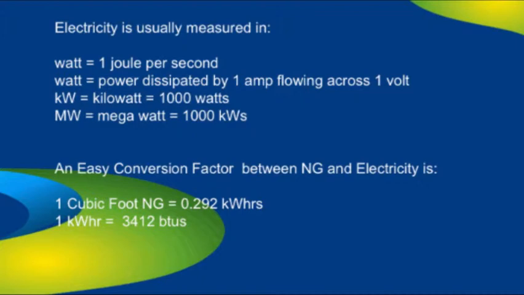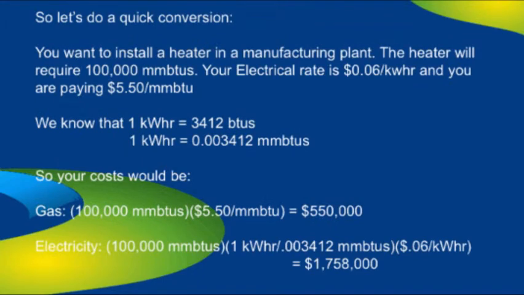An easy conversion factor between natural gas and electricity is to know that 1 cubic foot of natural gas has the same energy as 0.292 kilowatt hours. So 1 kilowatt hour is equal to 3,412 BTUs. So let's do a quick conversion. Let's say that you want to install a heater in a manufacturing plant. The heater will require 100,000 MMBTUs. Your electrical rate is 6 cents a kilowatt hour, and you're paying $5.50 an MMBTU for natural gas.